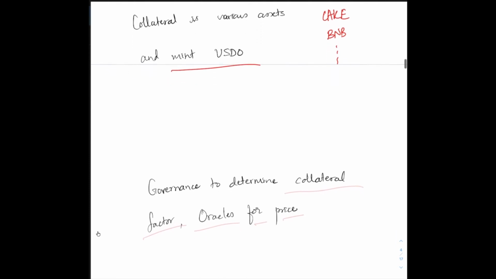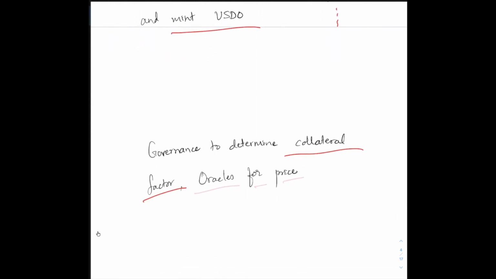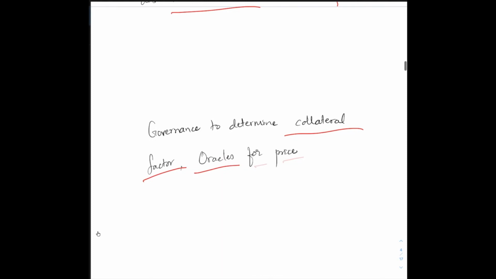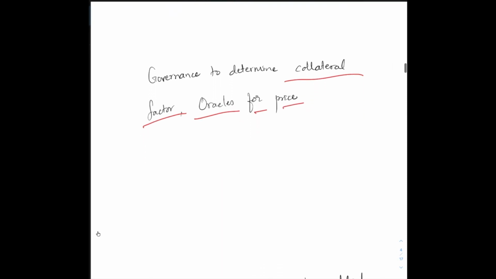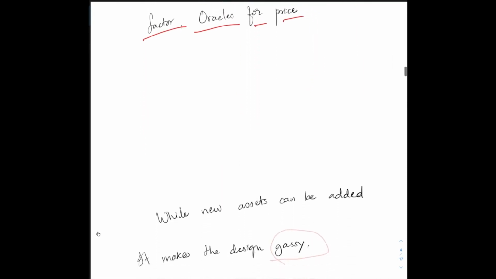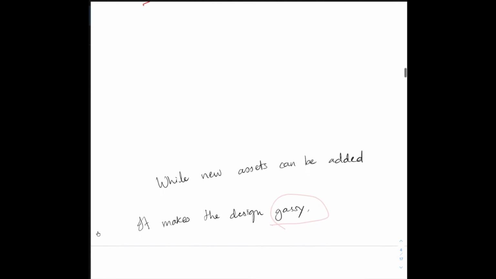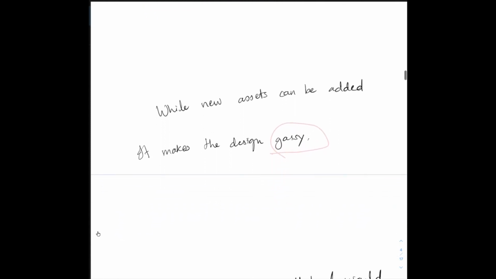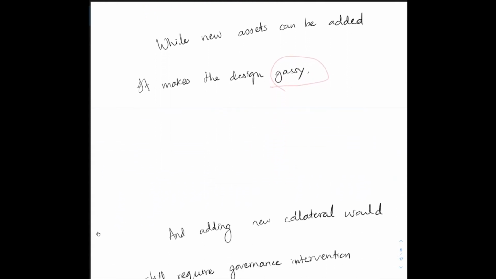When we add an asset, we determine the collateral factor for it, which assets to add, and oracles for price or manual updates of price, etc. Whenever we want to add new assets, we can add them, but then it becomes one single instance with many tokens in it, and that makes the whole process bloated and gassy.